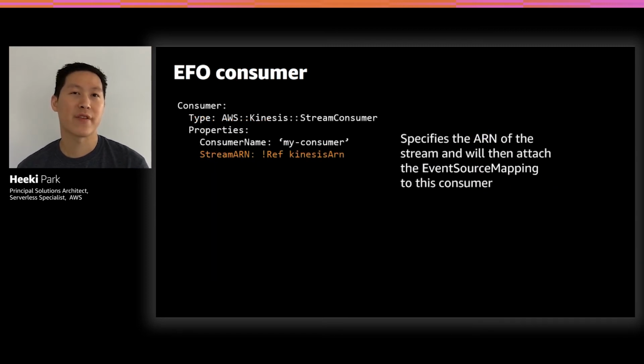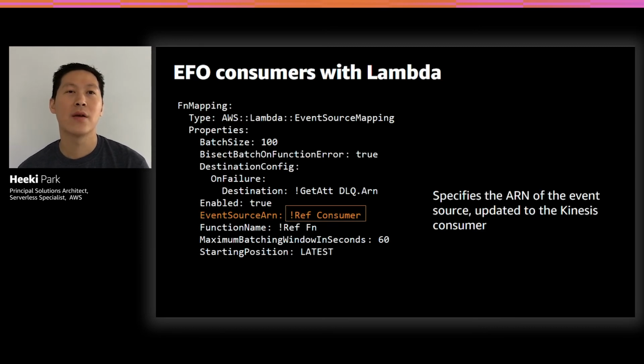Here's a CloudFormation definition for the Kinesis EFO consumer, where you simply define the name and the ARN of the stream to which it will attach. And here the EFO consumer will sit in front of the Kinesis stream. Now to configure the poller to leverage the EFO consumer, we now update the event source ARN to now point to the ARN of the consumer rather than directly to the Kinesis stream.